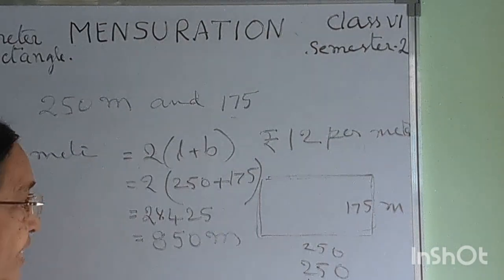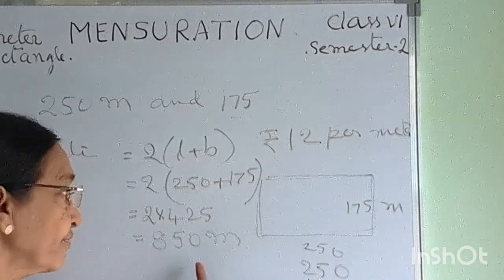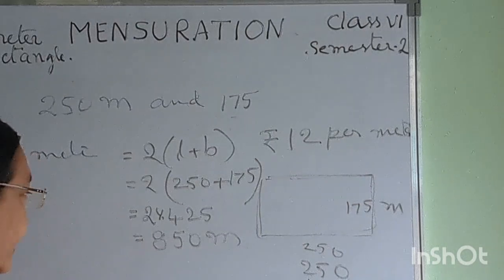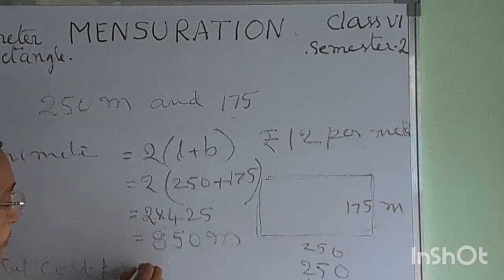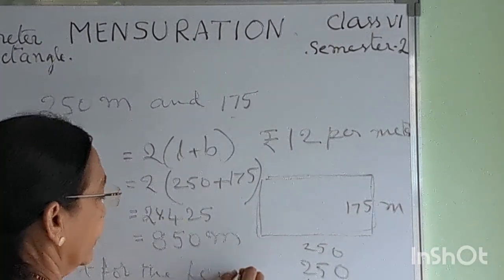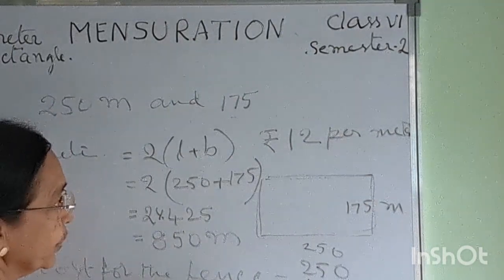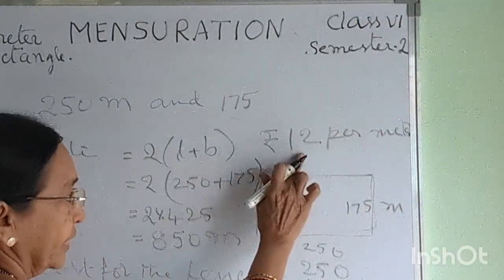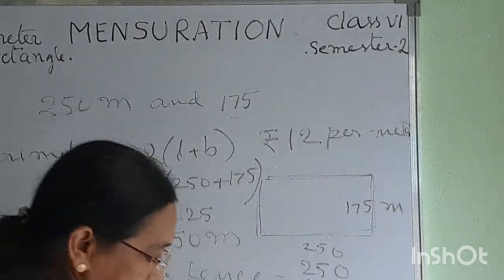The cost of the fencing per meter is given as 12 rupees. But the total length is 850 meters. Therefore, the total cost for the fencing is equal to 850 meters into 12. For each meter of fence, we need 12 rupees. Therefore, 850 into 12.